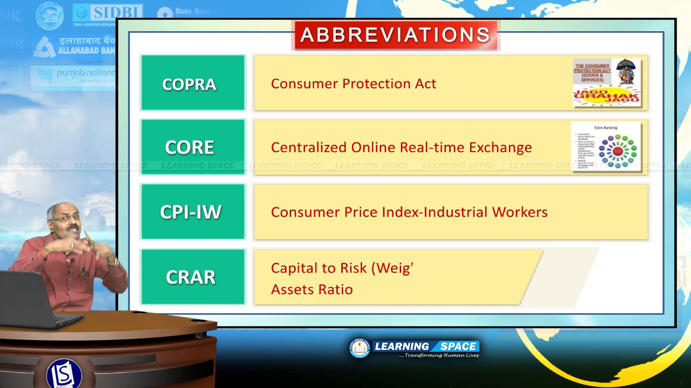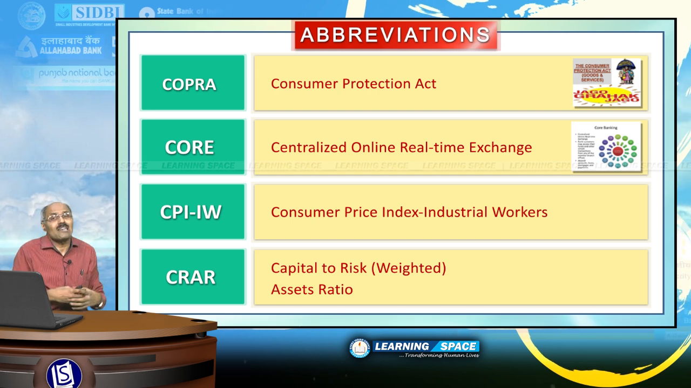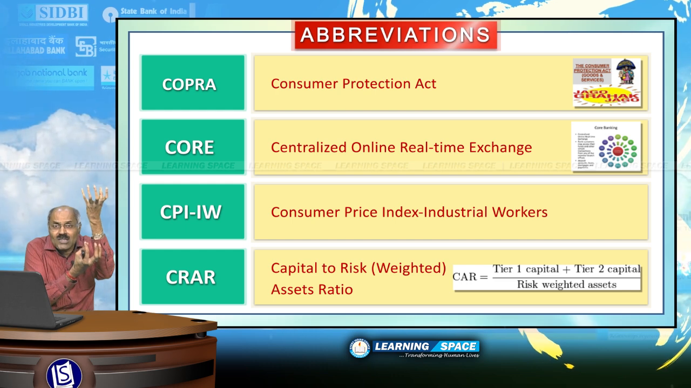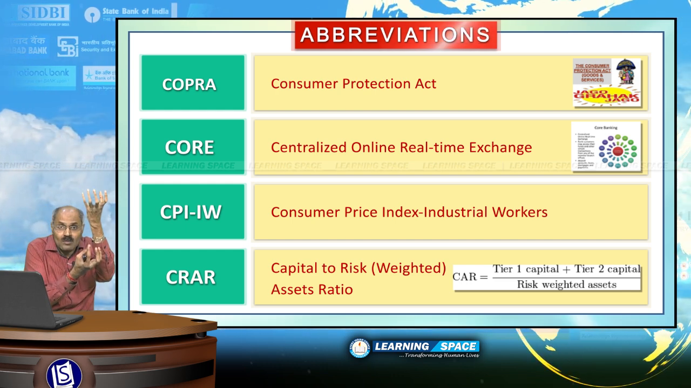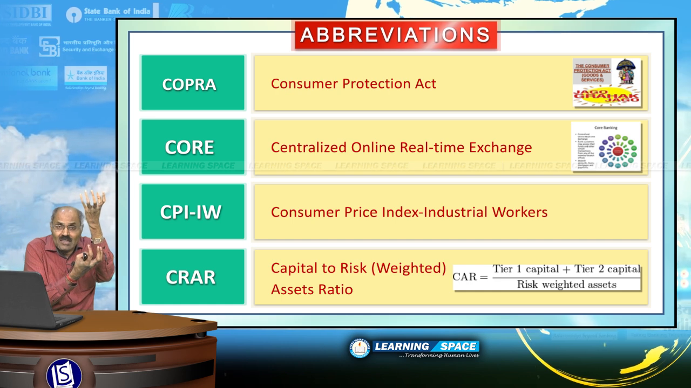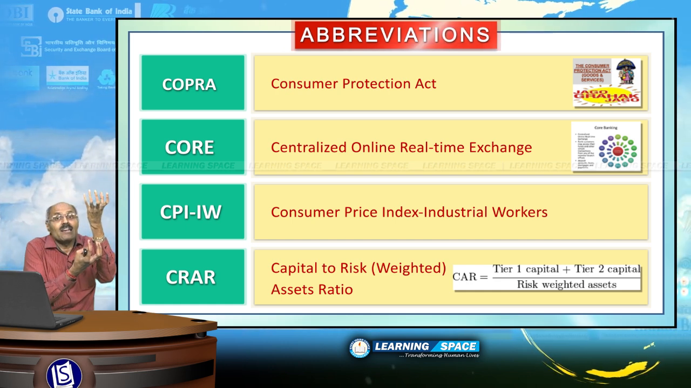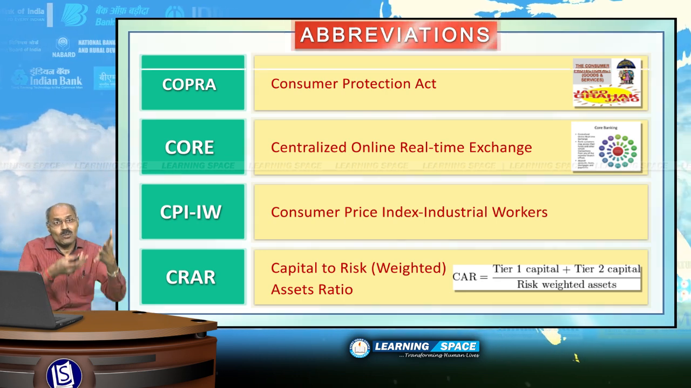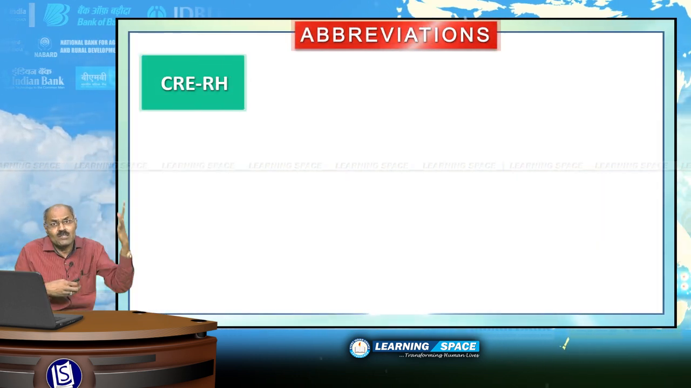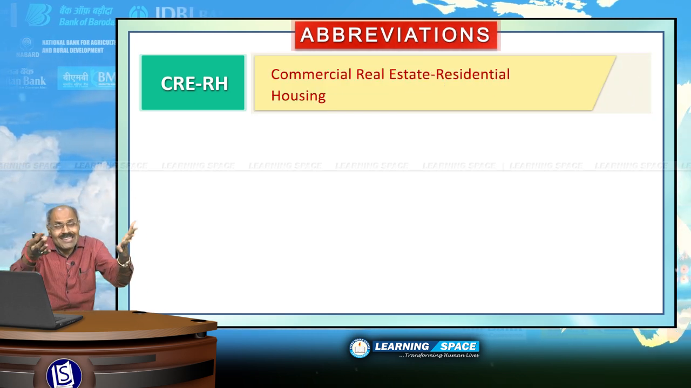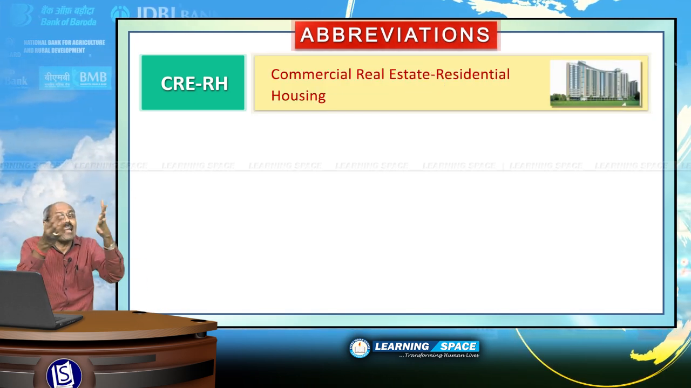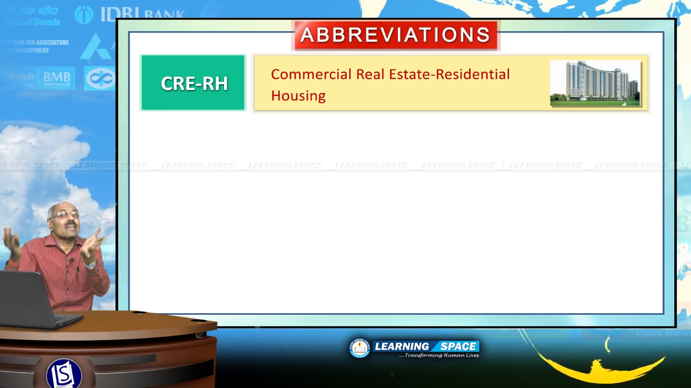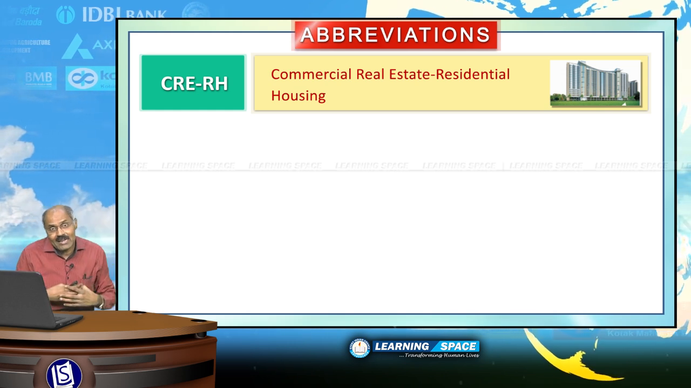CRAR, capital to risk weighted assets ratio, that is how much capital is available and how many loans are there. Assets means loans. How many risk weighted loans are there, that is in the denominator, and in the numerator it is capital. So CRAR is capital to risk weighted assets ratio. CRARH, this is the term associated with commercial real estate residential housing. This is the category. While calculating the risk weights in the banking system, certain categories will be there. This is one type of category.